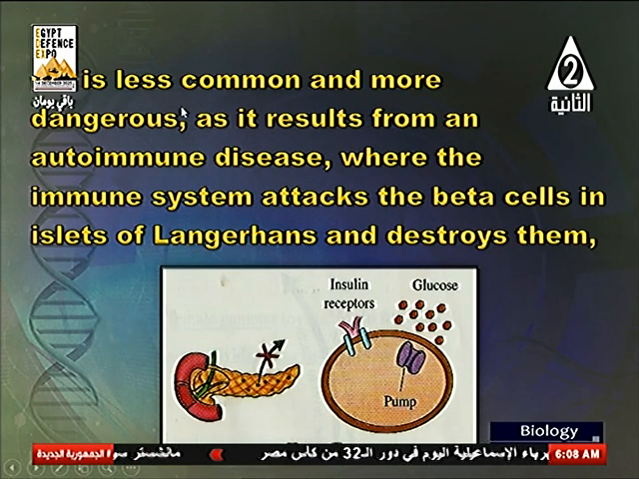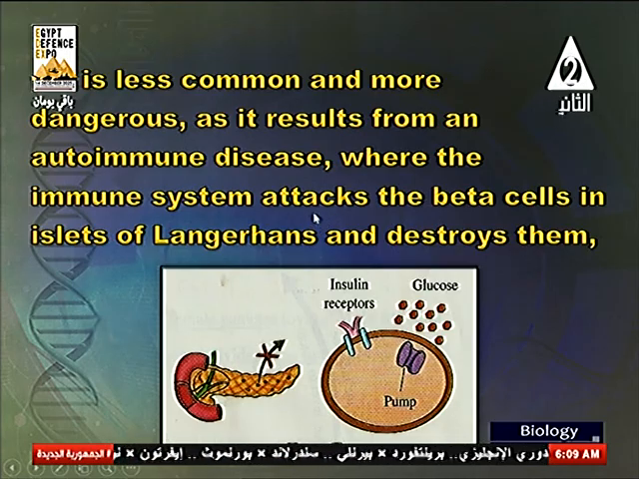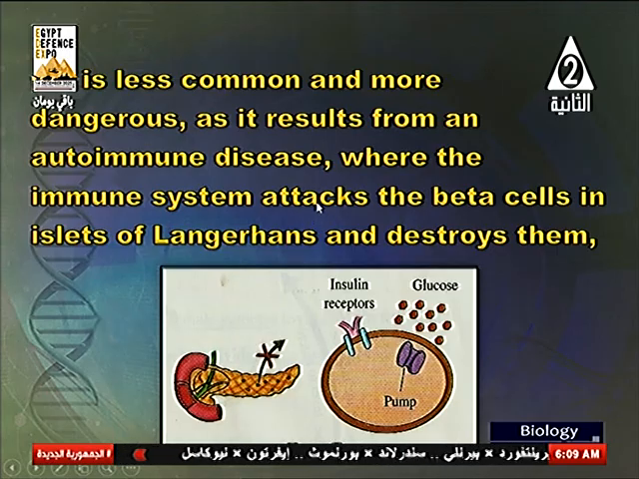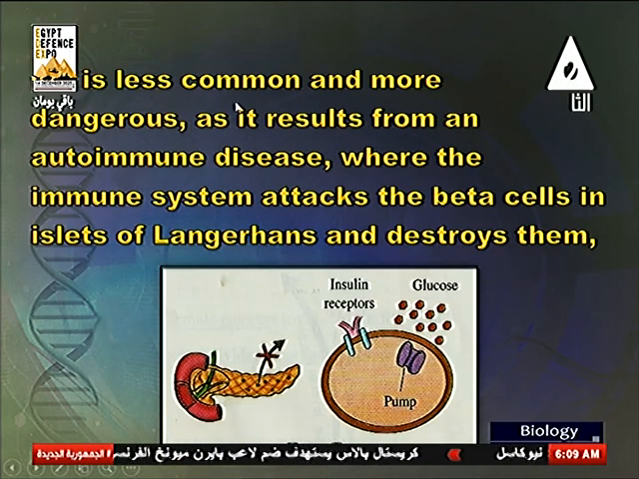This one is less common but more dangerous because we can't treat it, as the defect is from the tissue itself. The pancreas does its function efficiently and secretes insulin, and insulin does its function also. It tries to get glucose to the cell, to provide the cell with glucose, but the cell doesn't respond.